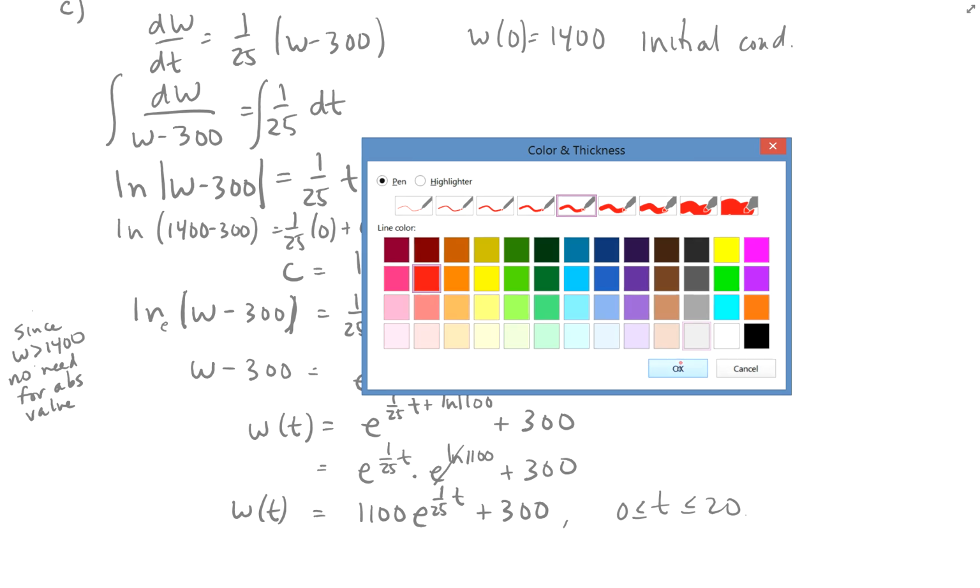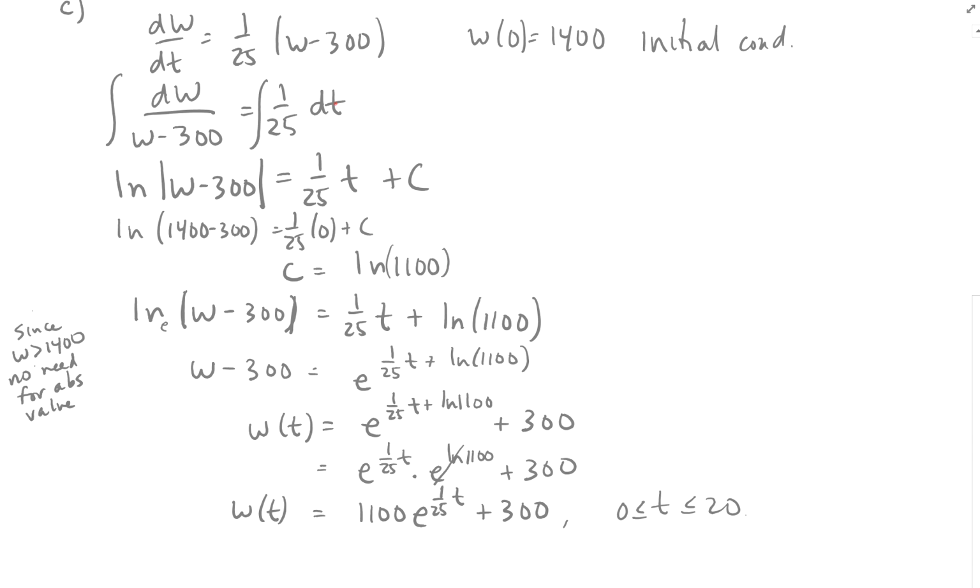It was 1 point for separating the variables, so you get 1 point for getting the w's on this side and putting dw here and dt on this side. You get a point for taking the antiderivatives correctly. You get a point for putting the constant of integration there. You get a point for using the initial condition and getting that. And you get a point for solving for w correctly.